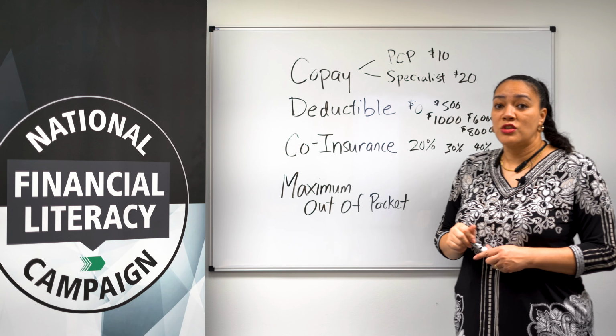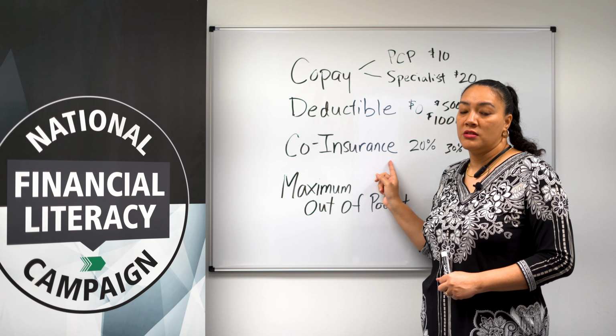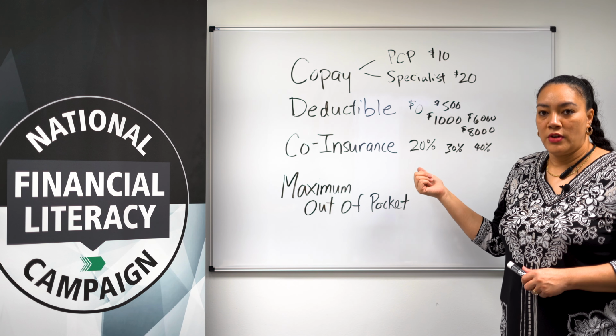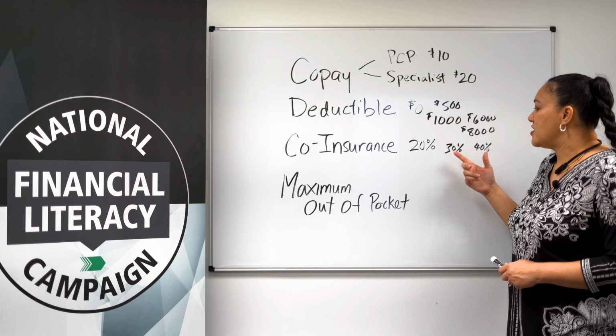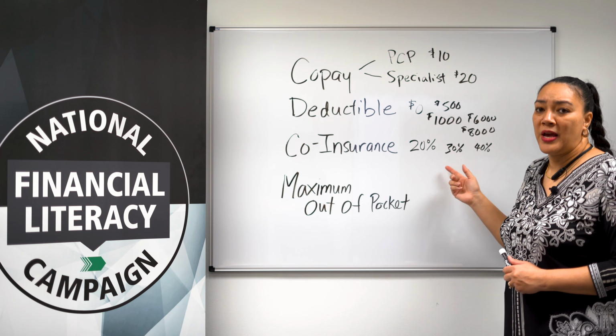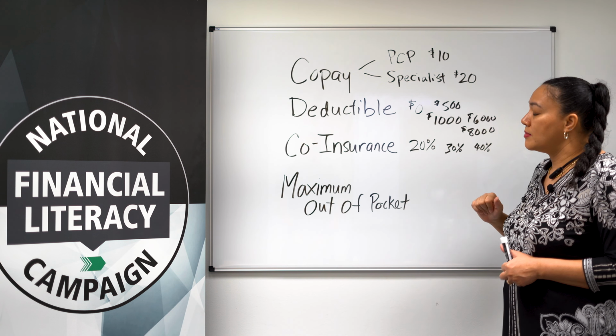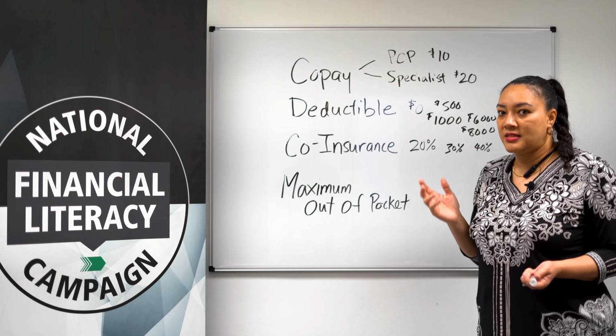So if you have an 80-20 plan, it means the insurance company is going to pay 80% of your medical bills, and then you're going to pay 20% of your medical bills. And then if you have a 70-30, the insurance company pays 70% of your medical charges, and then you pay 30%.